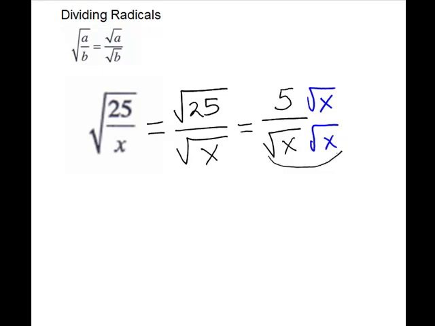And on the denominator, that will pull the radical off to leave us just x. Numerator, we will have 5 times the square root of x. That's all you can do. You cannot simplify between the plain x and the square root of x.